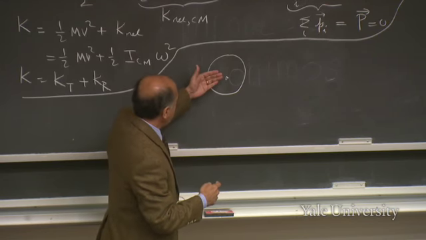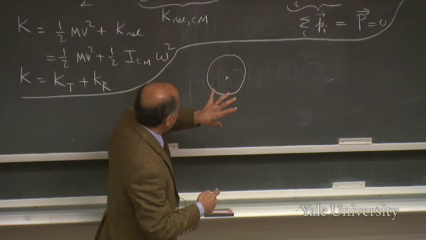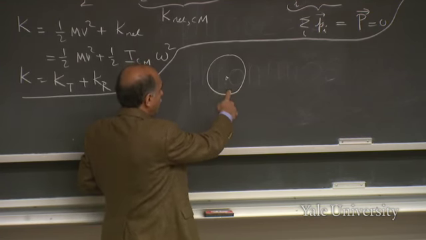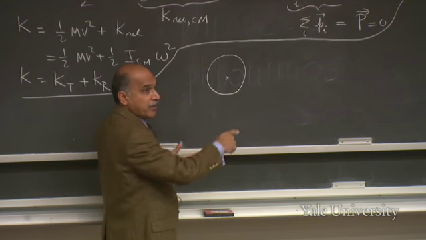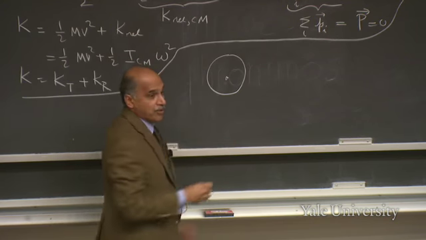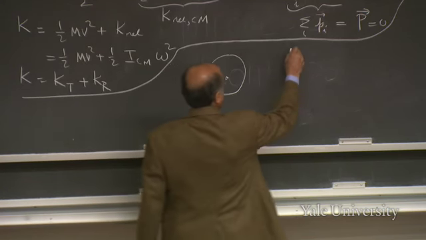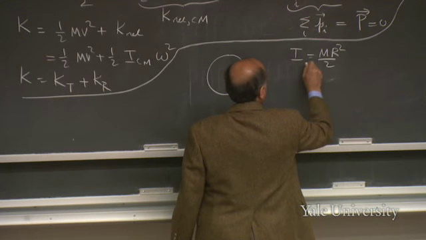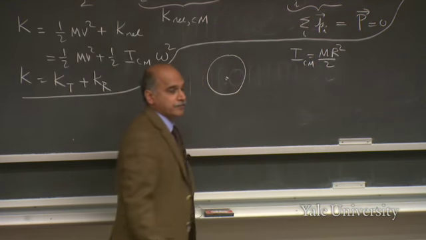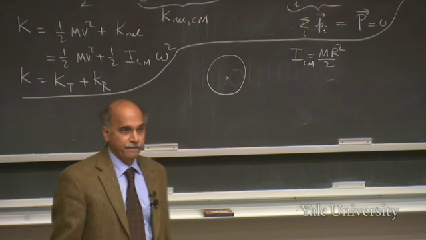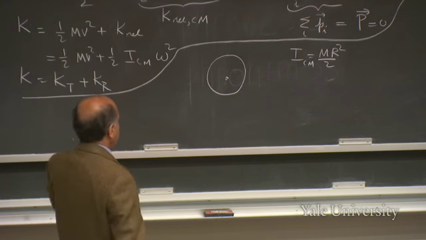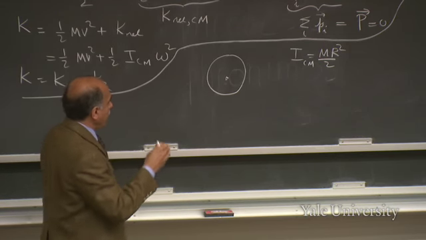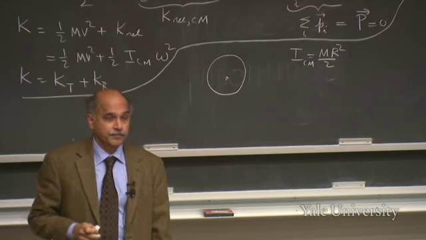If I took one coin, it's got mr squared over 2. Let me put a second coin on top of it and rotate them through the same axis. Well, it's mr squared over 2 for this one plus mr squared over 2 for that one. Then it's equal to the total mr squared. So for a cylinder or a disk, the moment of inertia is just mr squared over 2 through the center of mass. Okay, just remember that.